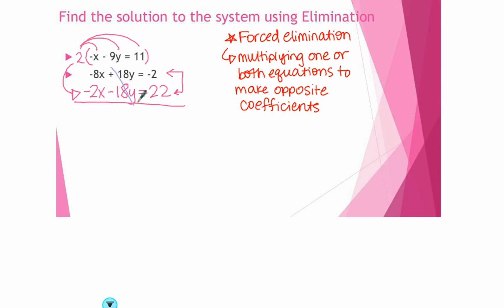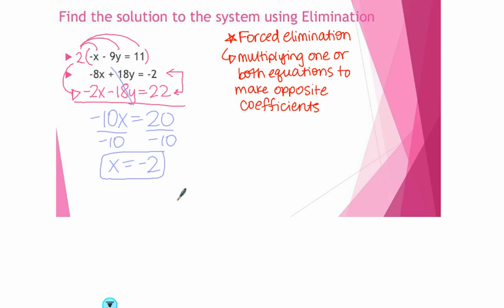Alright, so now I just forced my elimination. The y's are going to cancel out. Whenever I combine my x's, negative 8 plus negative 2 is a negative 10x. And 22 and negative 2 is 20. Divide both sides by negative 10, and we get x is equal to negative 2.